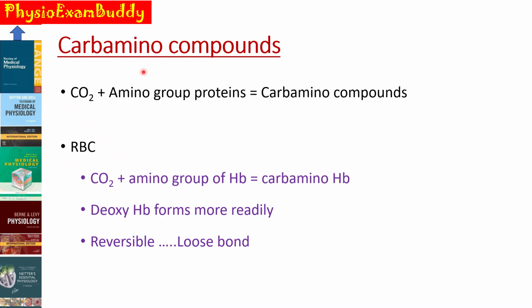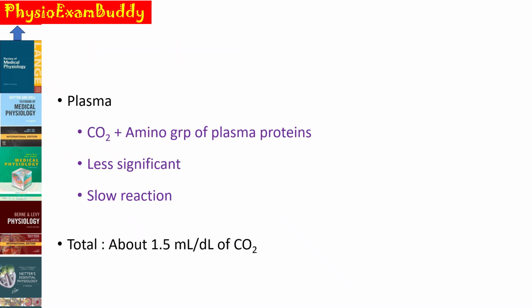The second form of transport is by carbamino compounds. After entering the blood, some of the carbon dioxide combines with the amino group of proteins to form carbamino compounds. In the RBCs, this carbon dioxide combines with the amino group of hemoglobin to form carbamino hemoglobin, and deoxyhemoglobin forms carbamino hemoglobin more readily. This combination of carbon dioxide with hemoglobin is a reversible reaction that occurs with a very loose bond, so the carbon dioxide is easily released into the alveoli, where the PCO2 is lower than that in the pulmonary capillaries.